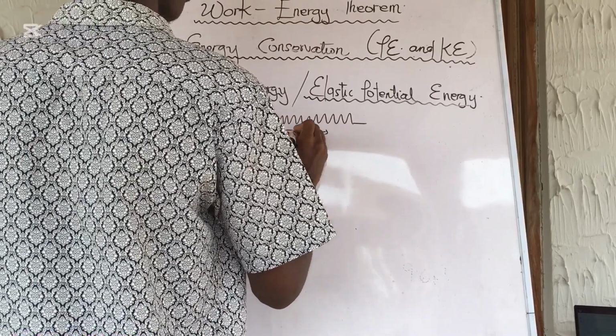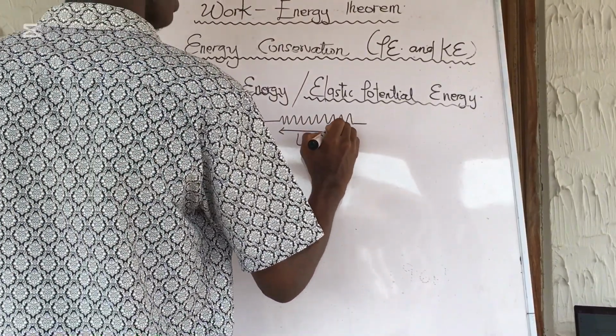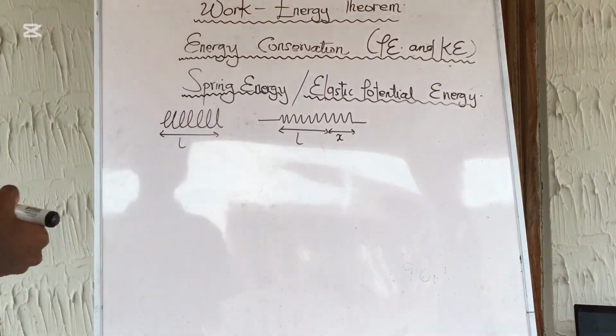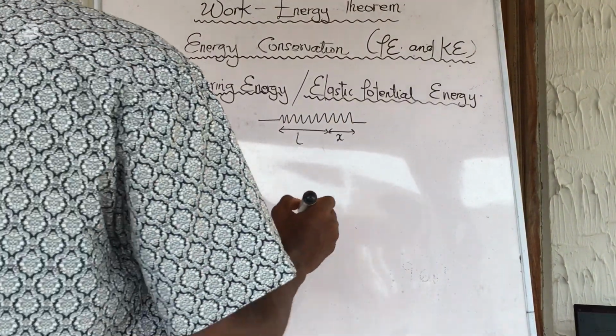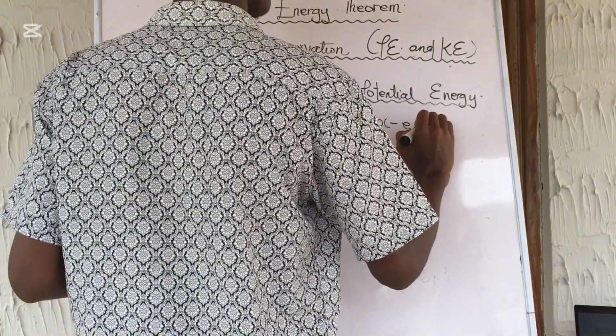So if you stretch a spring, and this is the original length, now if you stretch it, you are going to have an extension. So this is the extension. Let's represent the extension as x. So our x here is the extension.